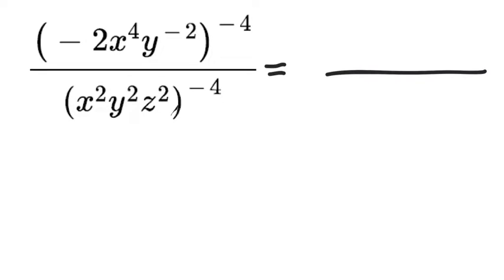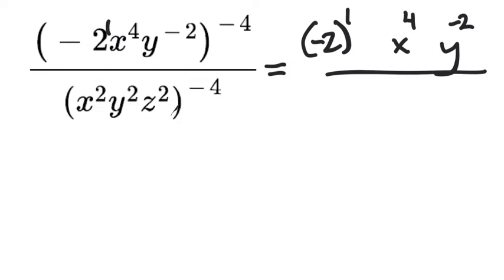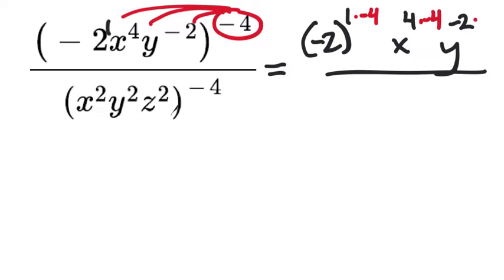And so we've got three bases there in the numerator. We've got -2, we've got x, and we've got y. Now the -2 has a power of 1 right there. Don't forget that. You've got x to the power of 4 and also y to the power of -2. What we're going to do is take this -4 exponent and distribute it into each of the exponents on the inside. So that'd be 1 times -4, 4 times -4, and also 2 times -4.